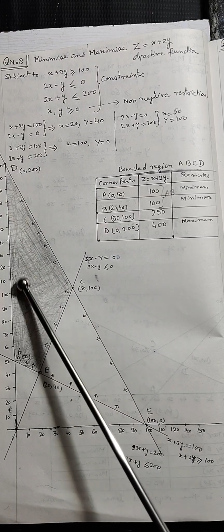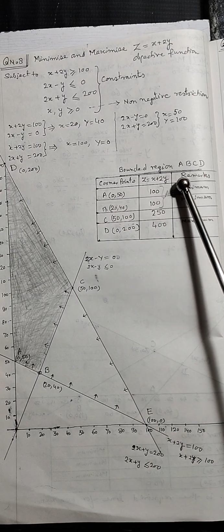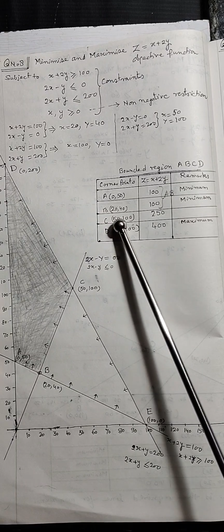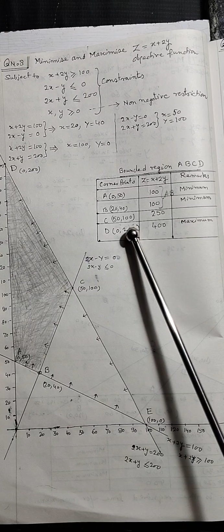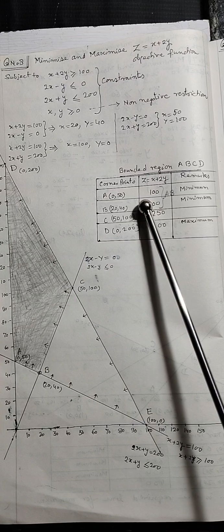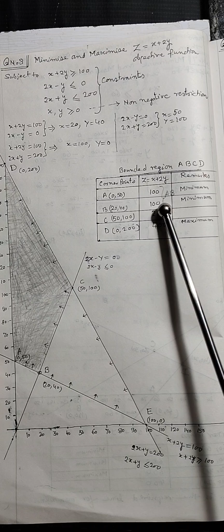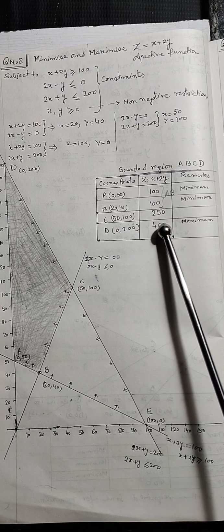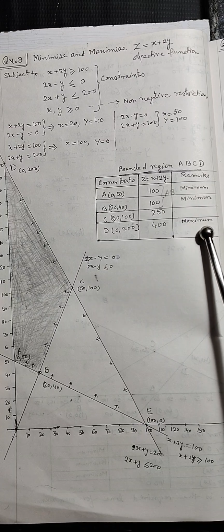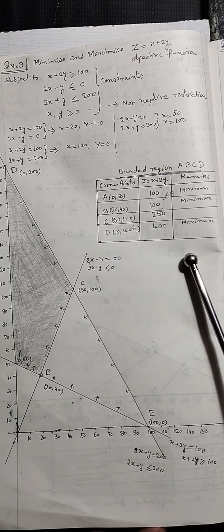So the area bounded by these corners is the bounded region ABCD. The corner points are A equal to 0, 50, B equal to 20, 40, C equal to 50, 100, D equal to 0, 200. Now substitute the corresponding values of x and y in the given objective function, x plus 2y. You will get 100, 100, 250 and 400. This will be the maximum, this will be the minimum. So this will be the solution of question number 8.